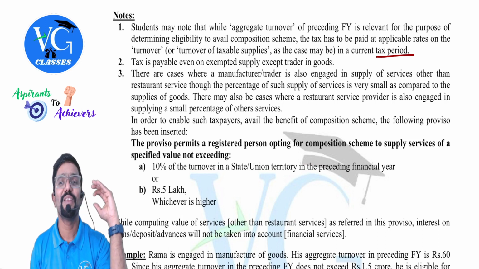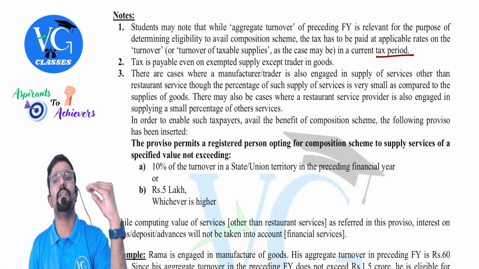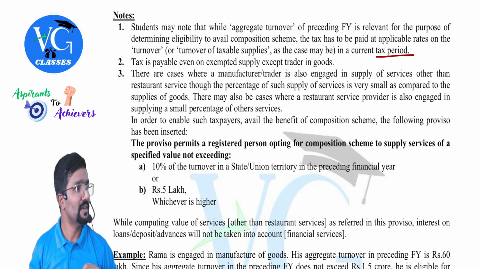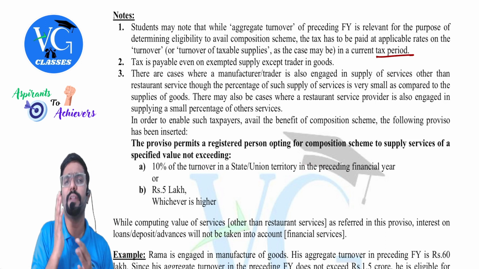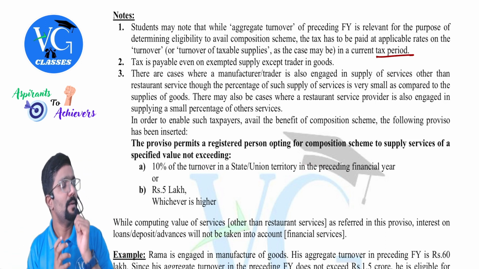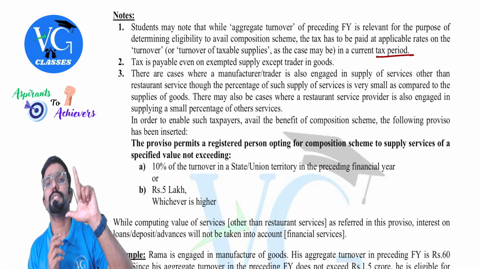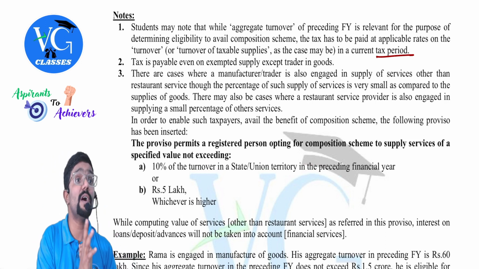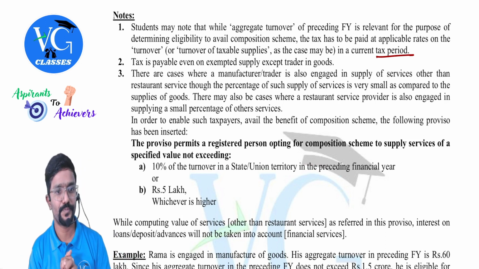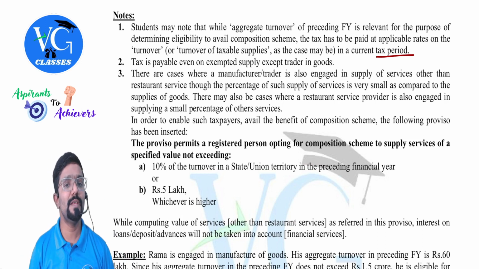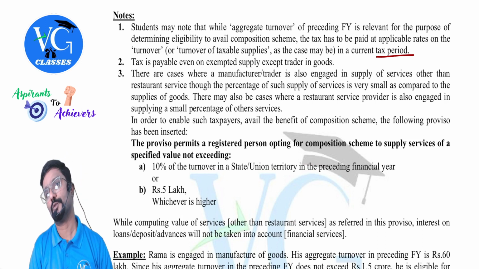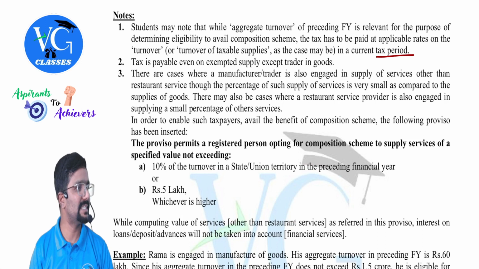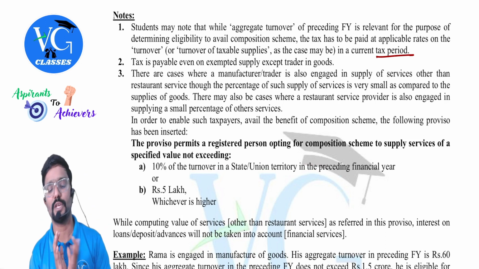Chalo, listen. We need to pay tax under section 10 every month or every quarter? Every quarter. So that means we need to calculate turnover every quarter? Yes. We need to calculate the turnover every quarter and pay tax. Manufacturer and restaurant supplier will pay tax on what, people? Total turnover. Whereas trader on taxable turnover. Tax is payable even on exempted supply, except trader in goods, because trader will pay only on taxable supply. A little confused, sir.